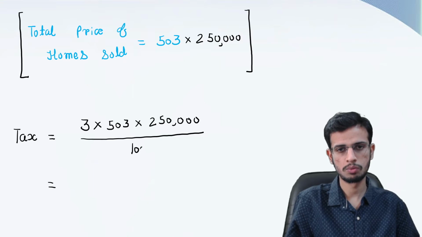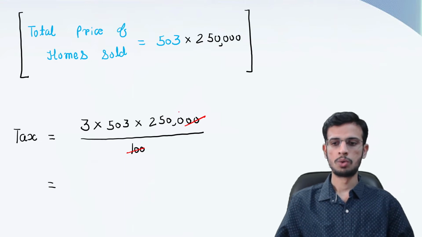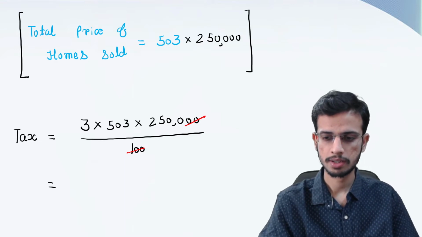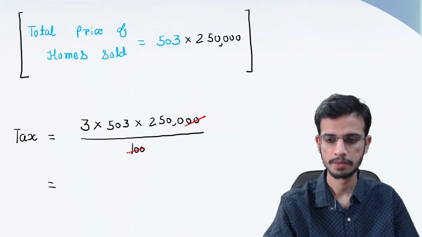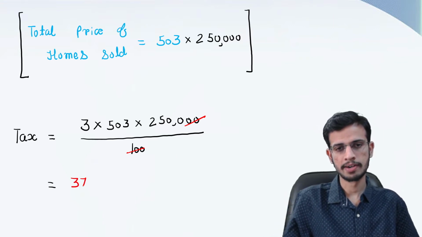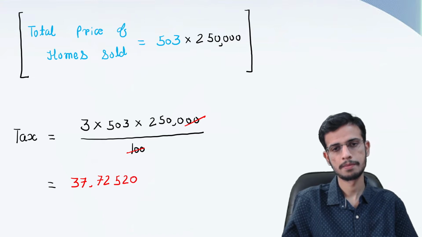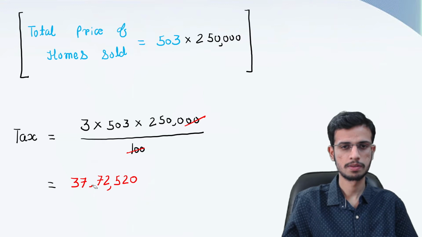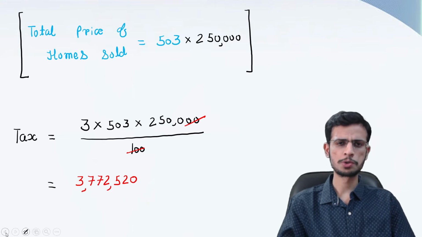So what is your answer? You can use the calculation part. So it is around 37 lakhs, right? Around 37. Right? So we have to choose the closest option.